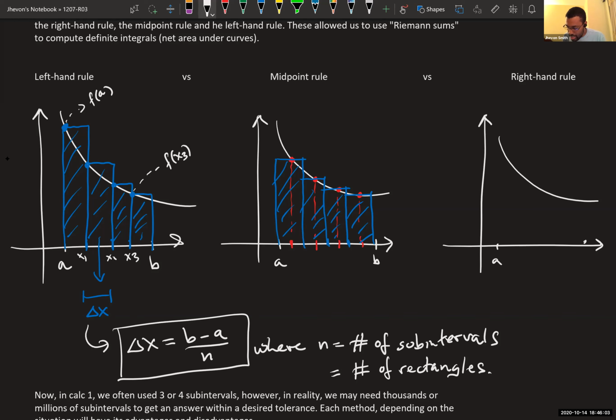So for the right hand, it's a similar treatment. We dissected this into a number of subintervals. And in this case, we let the right side determine the height. So I connected the right side of all the intervals to the function. And that right side is what determined the height.